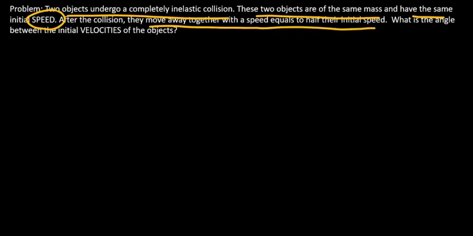Problem 2. Two objects undergo a completely inelastic collision. These two objects are of the same mass and have the same initial speed. Note that they have the same initial speed, not velocity. After the collision, they move away together with the speed equal to half their initial speed. What is the angle between the initial velocities of the objects?